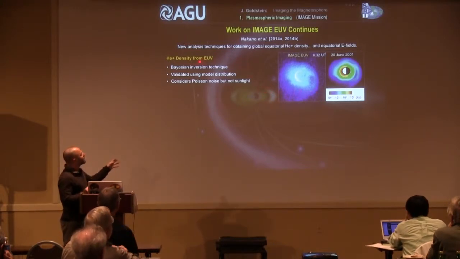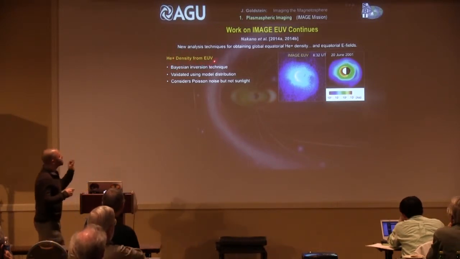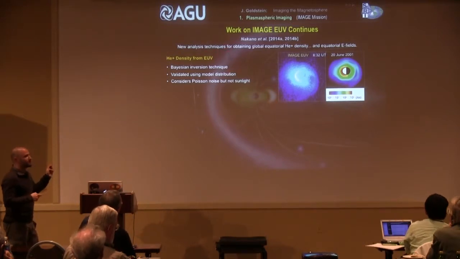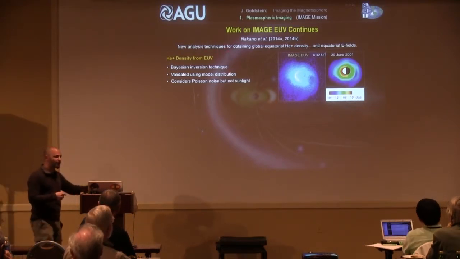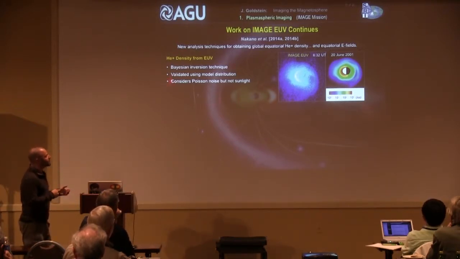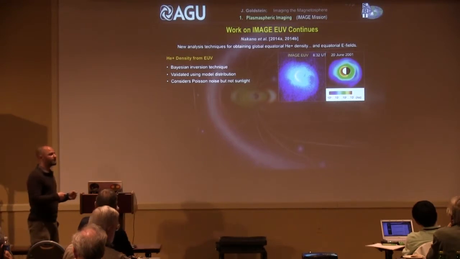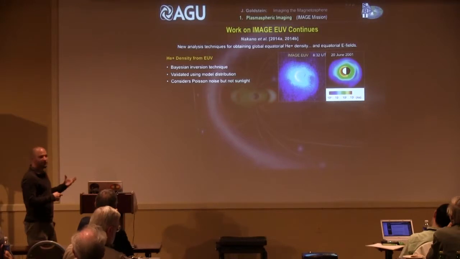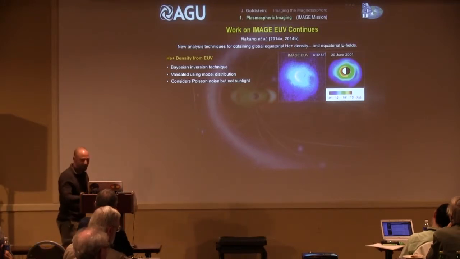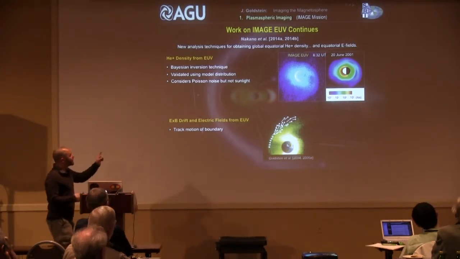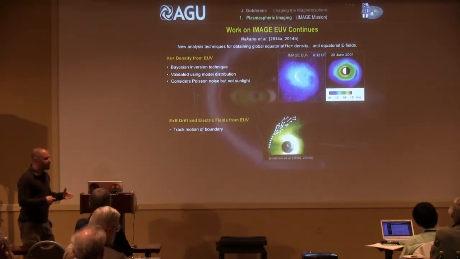Now, this technique does 2 things. One, it produces the inverted helium density from EUV using a Bayesian inversion technique, which I think is a great improvement over prior attempts to invert the EUV images. And they validate it using a model distribution, which I think is a wonderful way to validate it. You know what the answer is in the model. Things that need to be done are adding sunlight contamination and real instrumental effects, but I think this is a major step forward. The second thing that Nakano et al.'s work does is looking at electric fields and drifts.